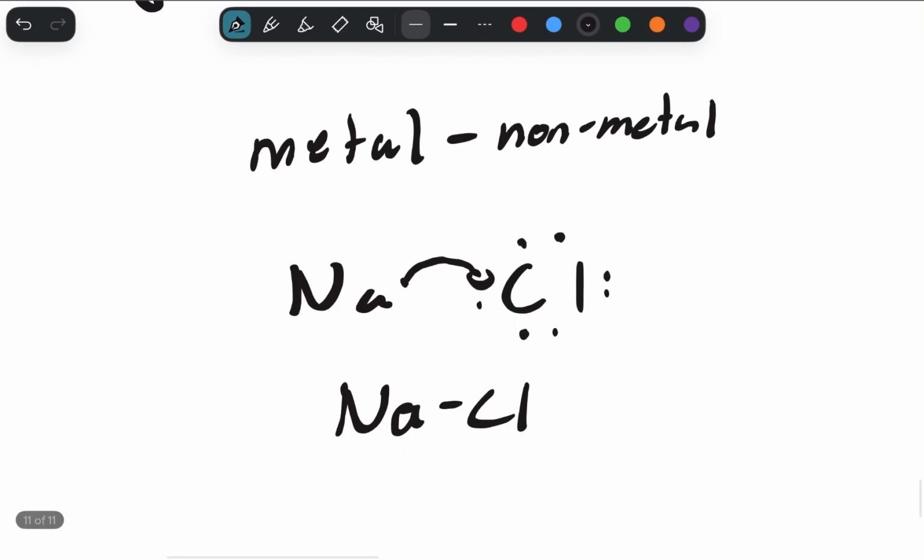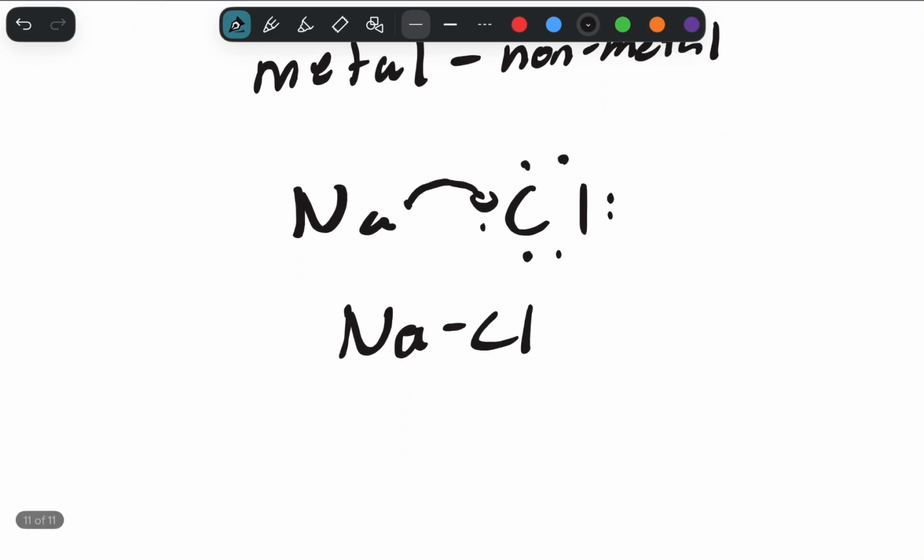So now the sodium has a full valence shell because it donated its one singular electron in the valence shell, and chlorine has now a full valence shell because sodium kind of gives it to chlorine. Okay, it's pretty simple.